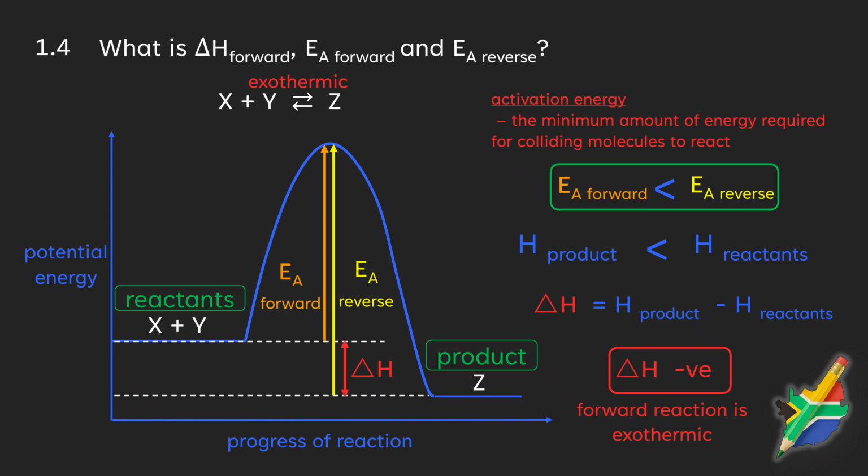Comparing the sizes of the arrows for the forward and reverse reactions, we can see that the activation energy of the reverse reaction is larger than the activation energy of the forward reaction. Only in answer D is there a negative heat of reaction and an activation energy of the reverse reaction larger than that of the forward reaction. So the answer is D.